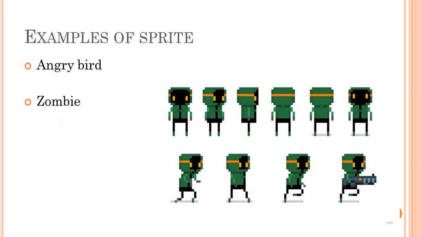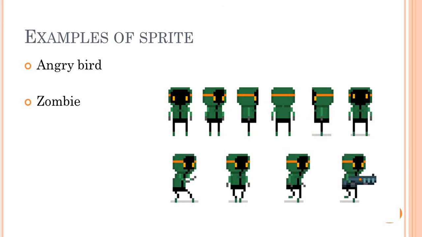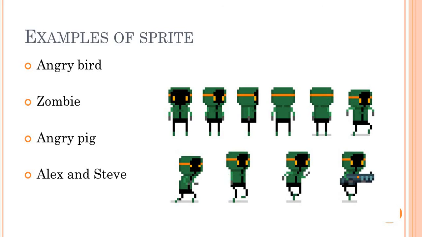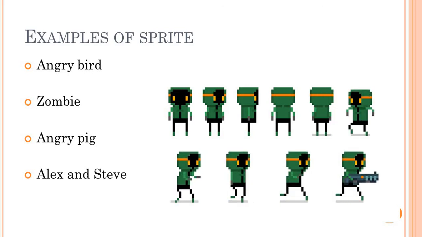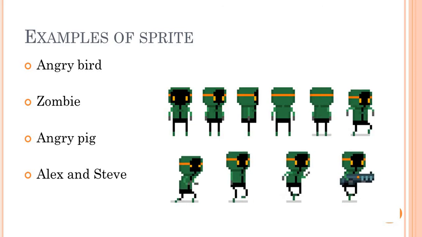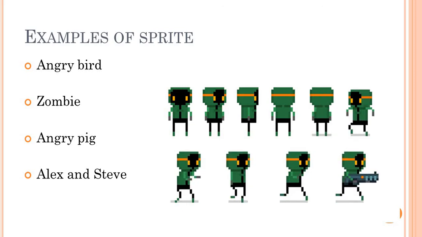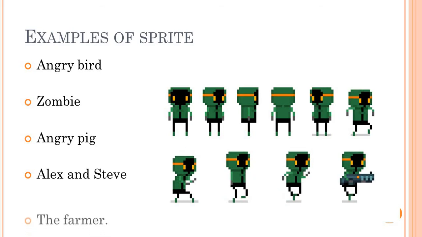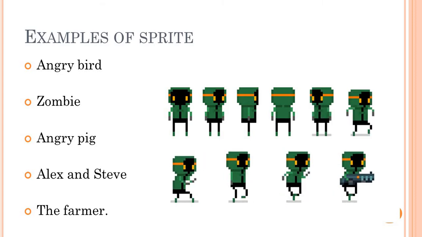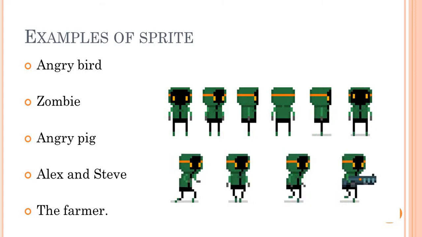We looked at zombie. It's also an example of sprites. The angry pig. Yes, I know many of us know this one very well because we used it in our last two blocks, which is Steve and Alex. Many of us chose Steve, and some people also decided to choose Alex. We also looked at the farmer, which was our last topic, where we saw a farmer harvesting. Now that is also an example of sprite.